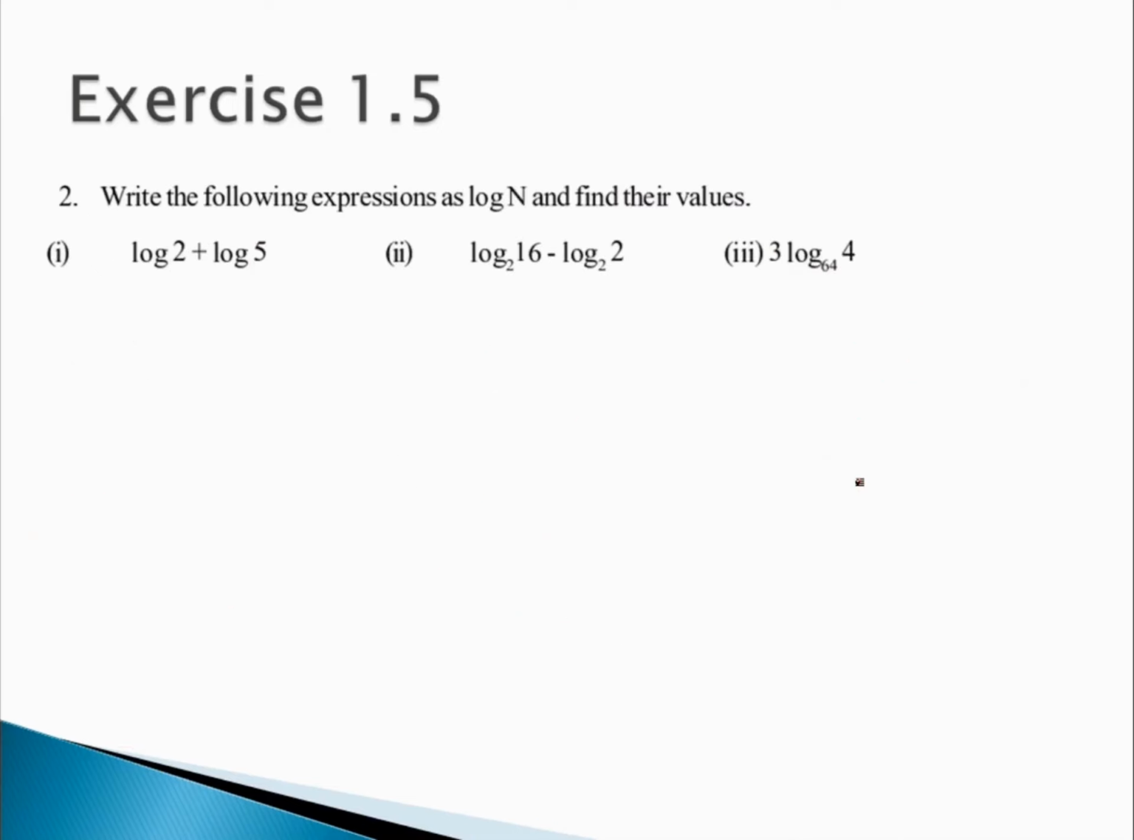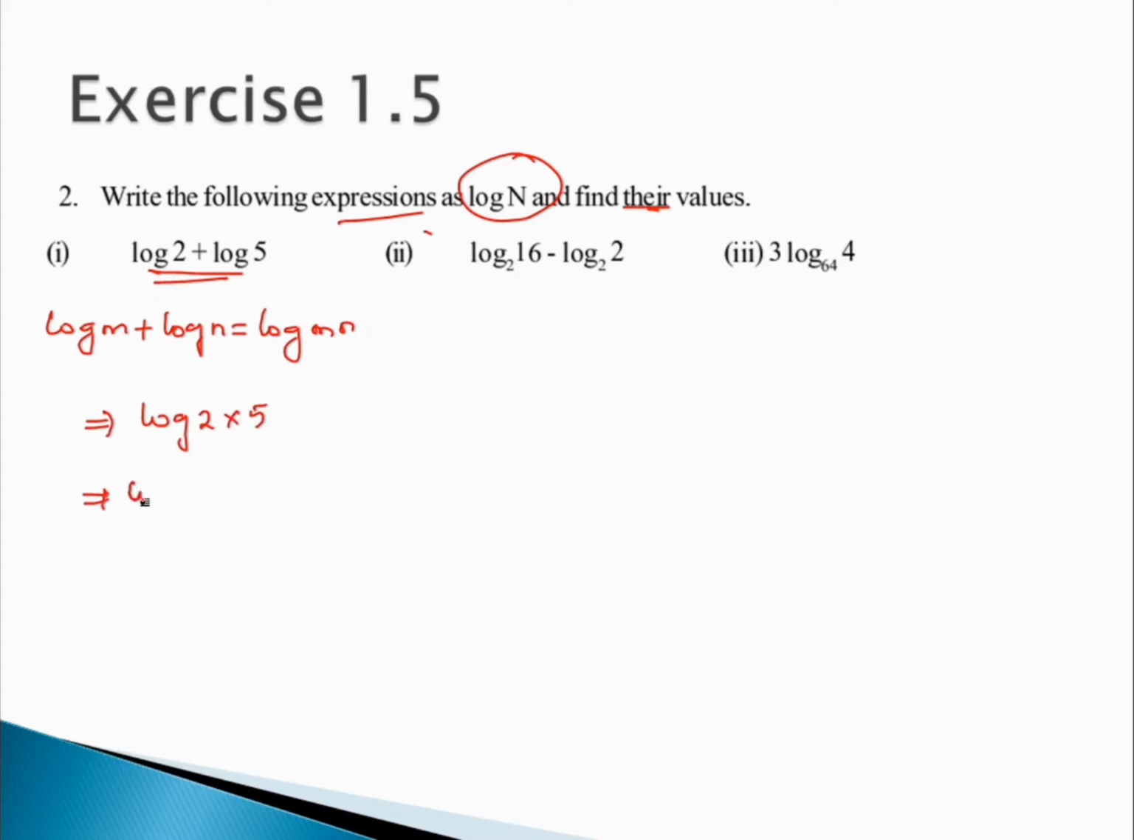Okay, write the following expressions as a log n and find their values. See over here we have this formula in logarithms: log of m plus log of n is equal to log of m into n. As we have addition here, this becomes log of 2 into 5, so I can write this as log of only n value, right? So this value is 1 only directly.